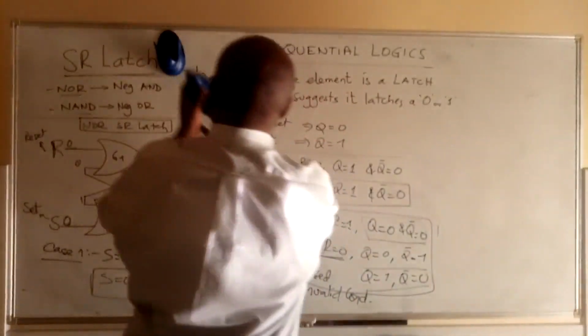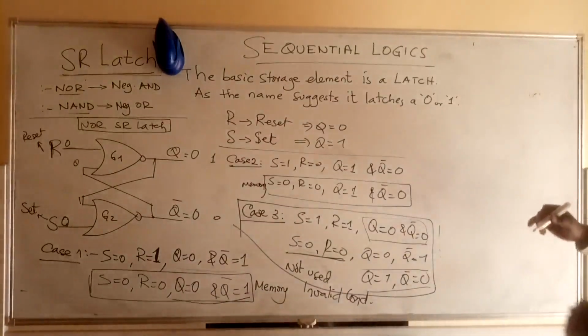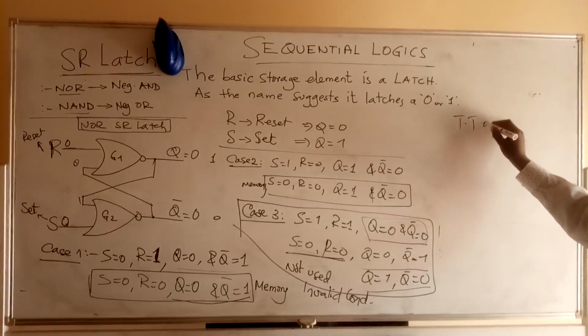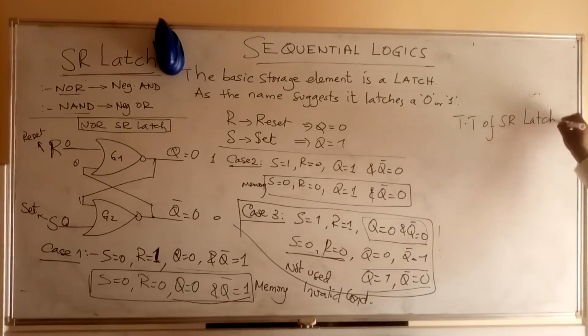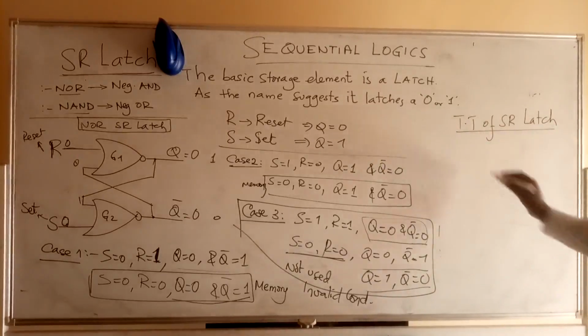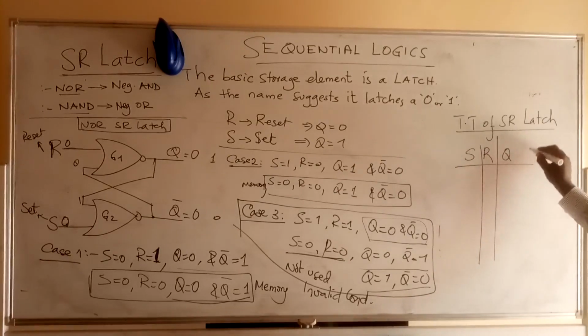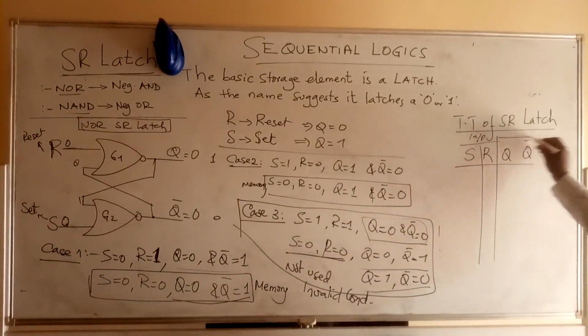And then we find the truth table. The truth table of the SR latch, where we will have S and R as inputs, and Q and Q bar as outputs. So these are inputs, Q and Q bar are outputs.